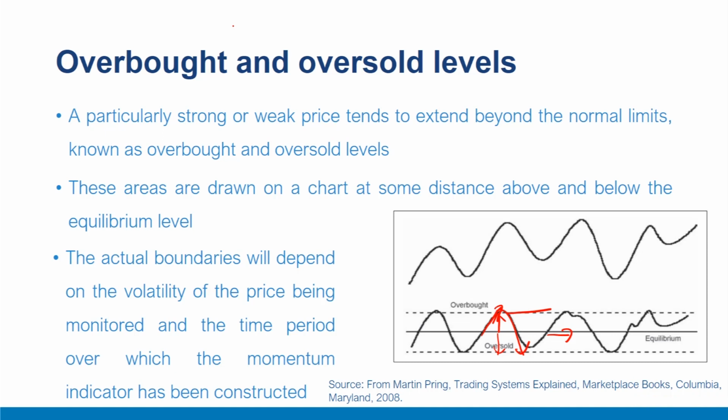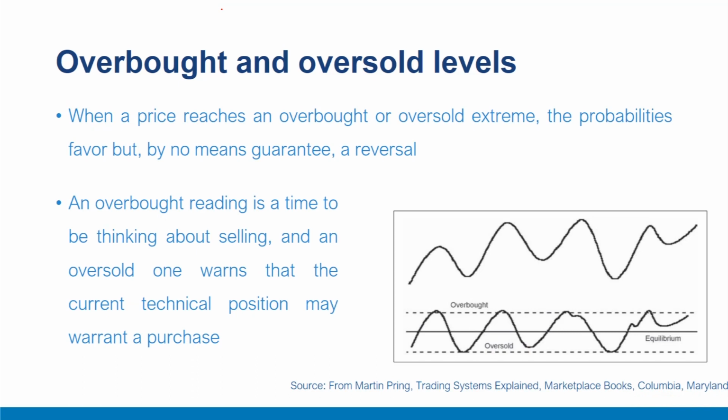For example, an ROC indicator has a tendency to move to wider extremes over a long period than over a shorter one. It is highly unlikely that a price will move 10% over a 10-day period. Yet, over the course of a primary bull market extending over a 12-month period, a 25% increase would not be uncommon. Some indicators such as RSI and stochastics have been specially constructed to move within definite predetermined boundaries, as we'll discuss later. When price reaches an overbought or oversold extreme, the probabilities favor but by no means guarantee a reversal.